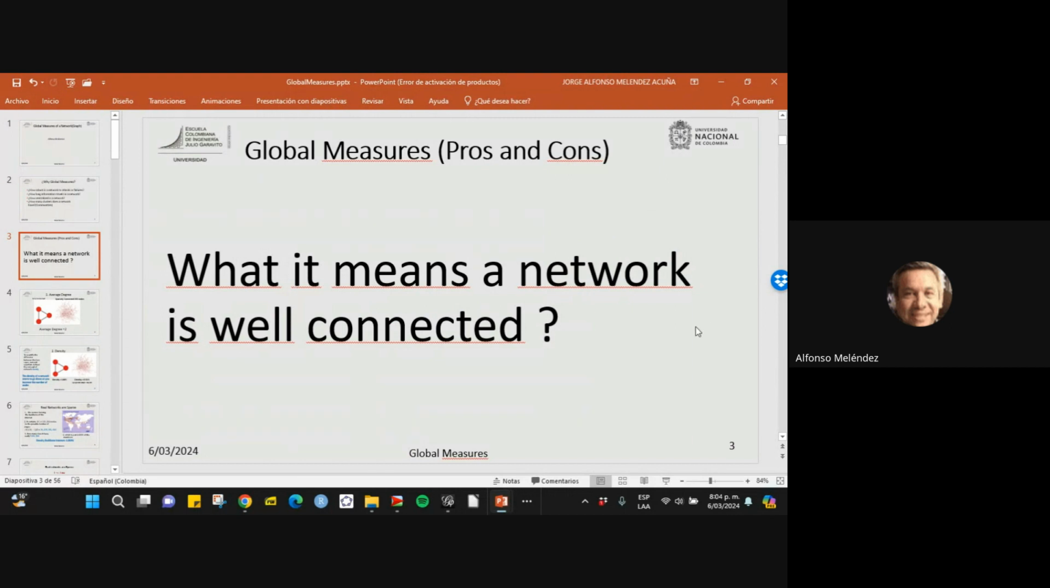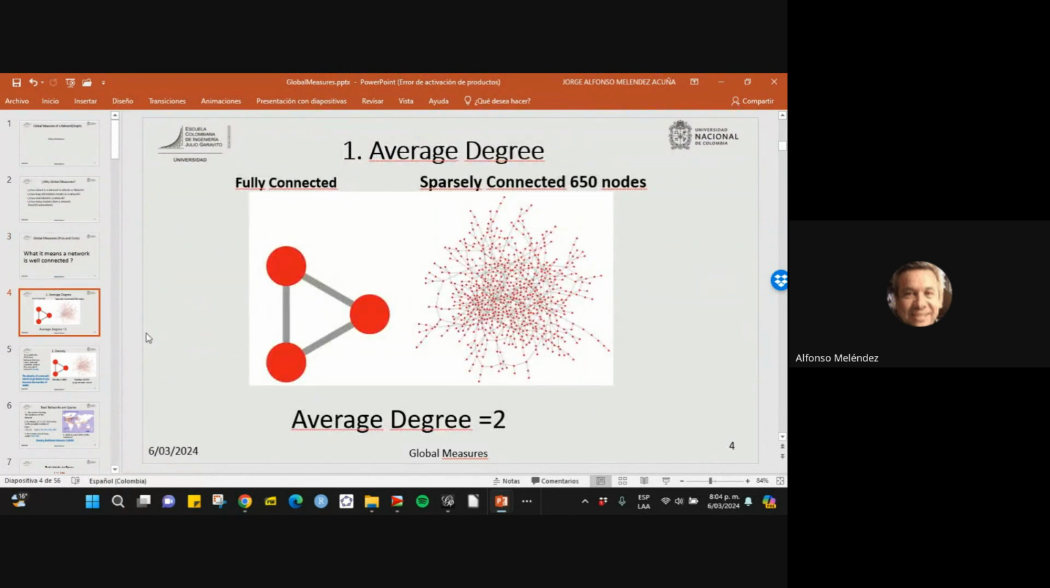Look at this question: what does it mean that a network is well connected? Let's begin with this question. Look here. This on the left is a fully connected network. It has 3 nodes. And this on the right is sparsely connected. It has 650 nodes. But look, what is the average degree of this network? Well, degree 2, degree 2, degree 2. 2 plus 2 plus 2 divided by 3, average degree 2. This network also has average degree 2. What I'm trying to say is that these are two very different networks and have the same average degree.